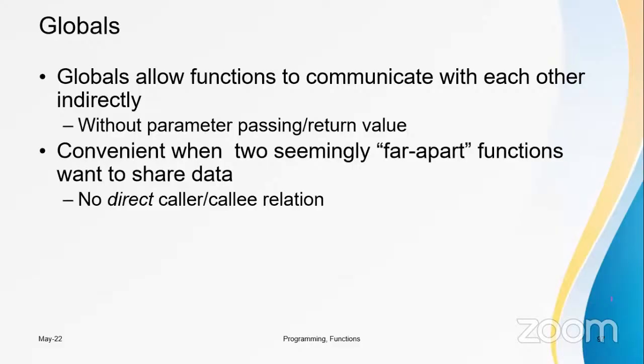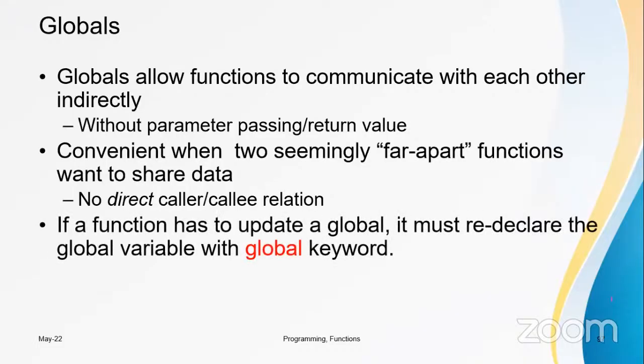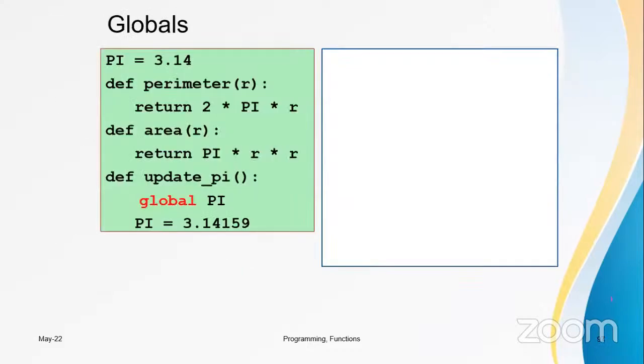I'll give you the example, don't worry. There is no need to have a direct caller and calling relationship. If a function has to update a global, I will explain that once. Come to this program, then you will understand first. Then I will explain the previous slide also. Listen now.